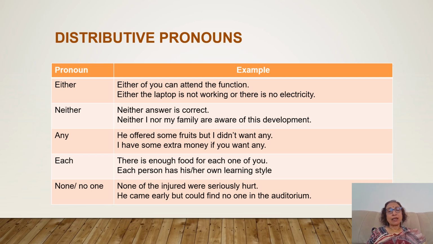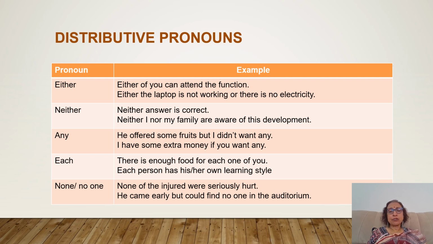You have 2 people. I am there, my family as a group is there, and then you have the word neither. He offered some fruits, but I did not want any. Any here is specific. You refer to only the fruits. You don't refer to anything else. Whereas any, anybody, anything, these are all indefinite pronouns also. And that indefinite pronoun does not have specifics like the word fruit here.